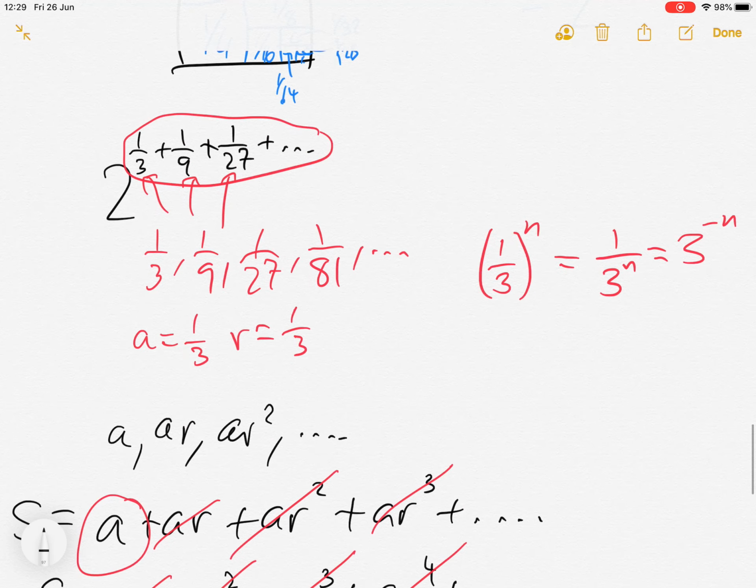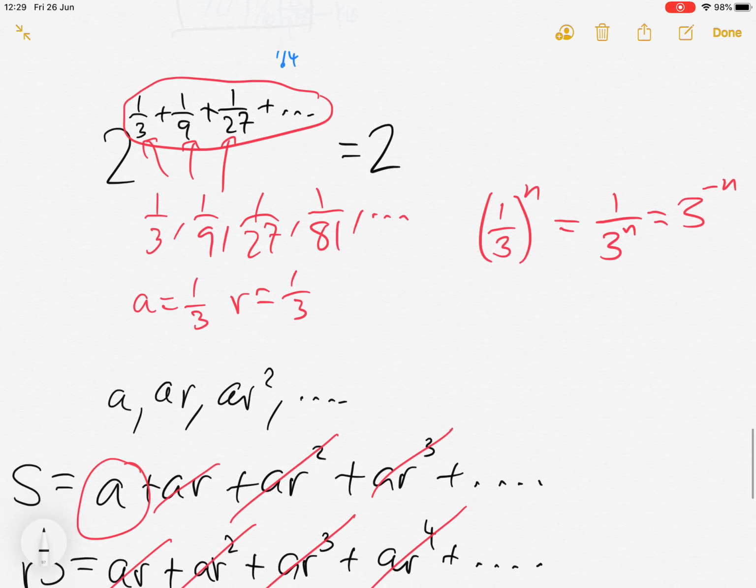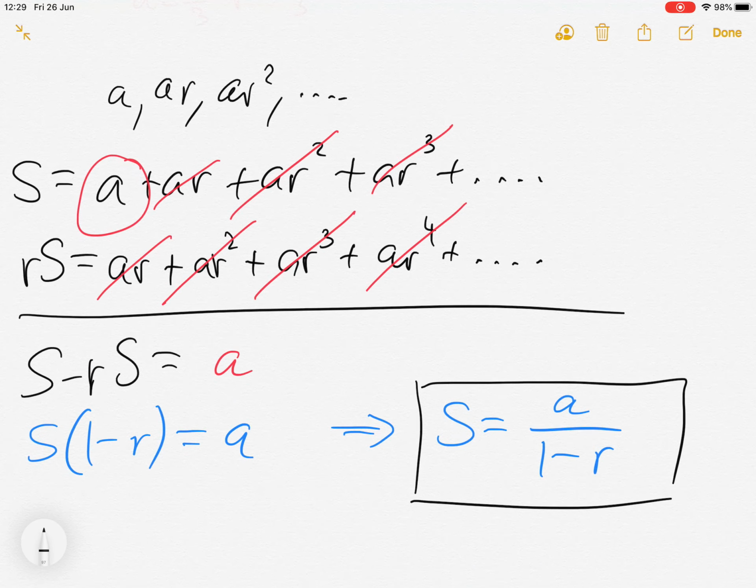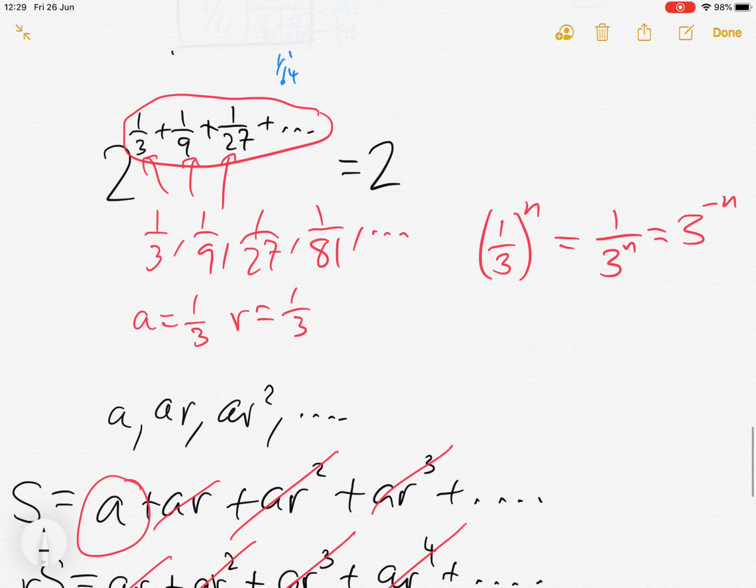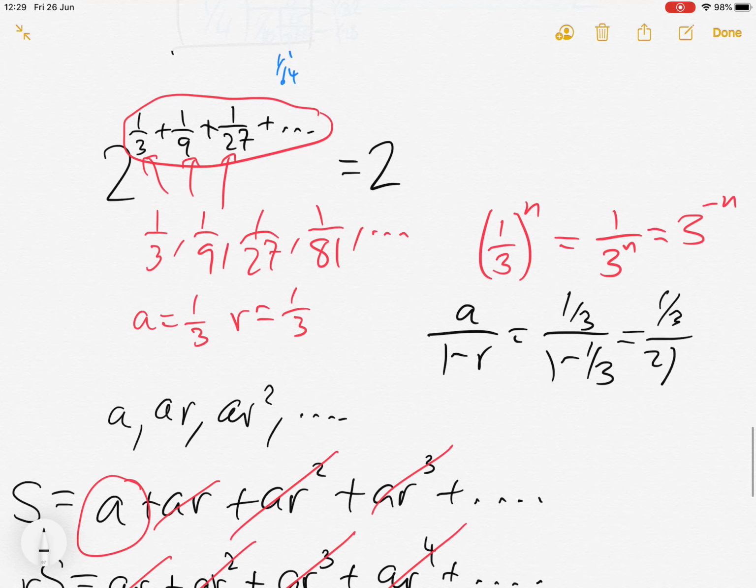So if we want to work out this sum here quickly, 1/3 plus a 9th plus a 27th, a is a third, r is a third. So a over 1 minus r is a third over 1 minus a third, which is a third over 2/3, which is a half. So the answer is root 2.